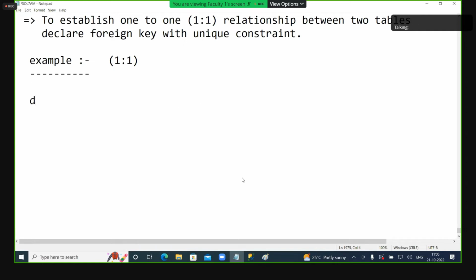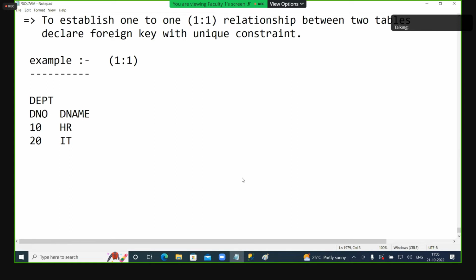Sir, once again, let's take one. Let's take the DEPT department table: department number, department name, etc. Department number 10 is HR department, 20 is IT department, 30 is sales department, like this.